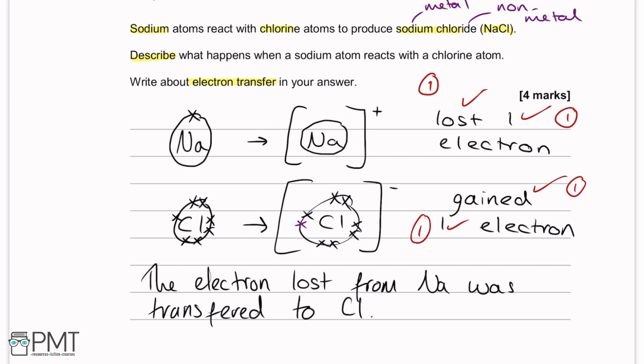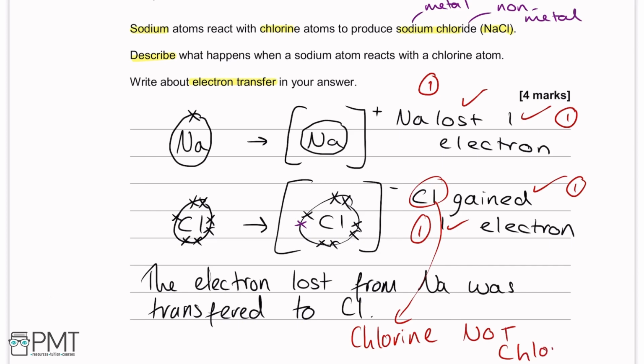Okay, so in this bit here we're talking about sodium, and here we're talking about chlorine. Now it is specific in the mark scheme, right, that we need to talk about chlorine, not chloride. Okay, because chloride, remember, is the ion. So chlorine is the element, chloride is the ion.